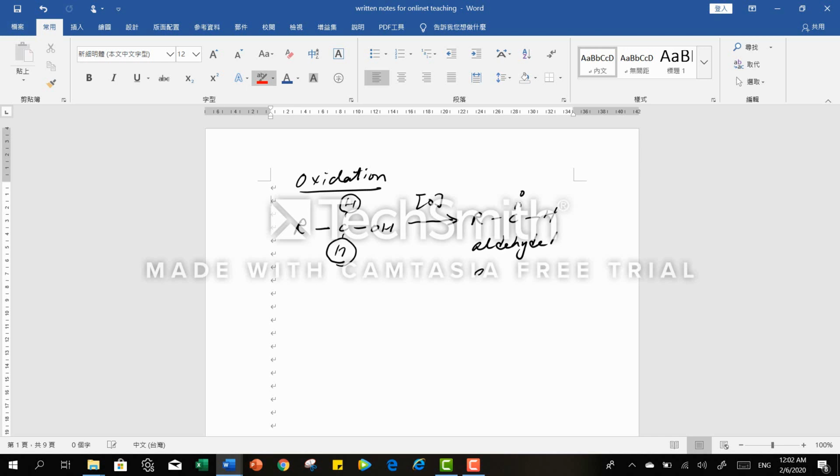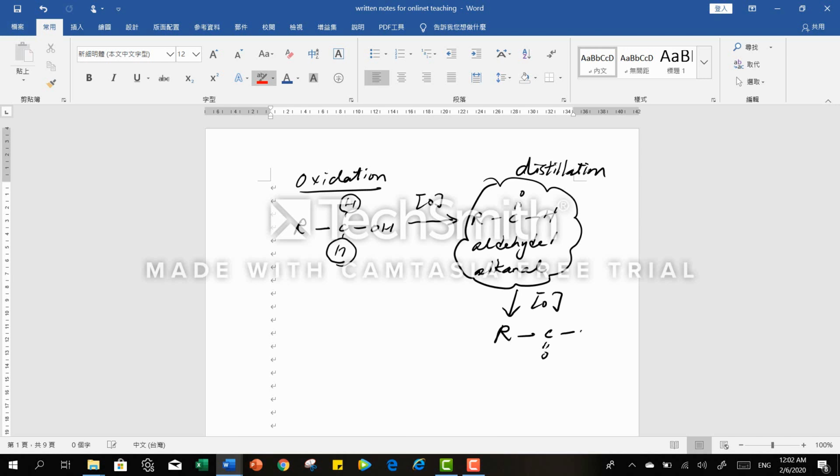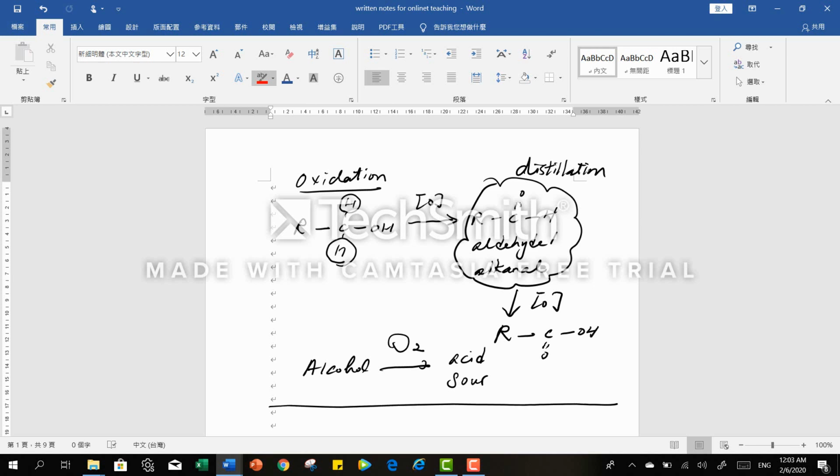And we have another name for it, alkanal. Now, if you don't isolate this out by distillation, for example, if you are using reflux, then it will continue to further oxidize to carboxylic acid. That's why alcohols, if you leave them in oxygen for a period of time, become sour because they become acid. So this is what we have learned in IGCSE. This is primary alcohol, right?